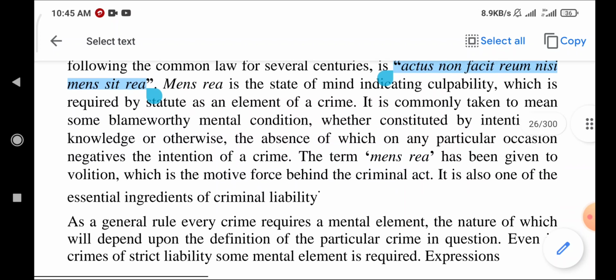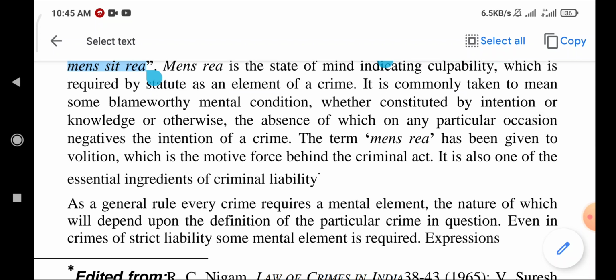Now, as a general rule, every crime requires a mental element, the nature of which will depend upon the definition of the particular crime in question. Even in crimes of strict liability, some mental element is required.